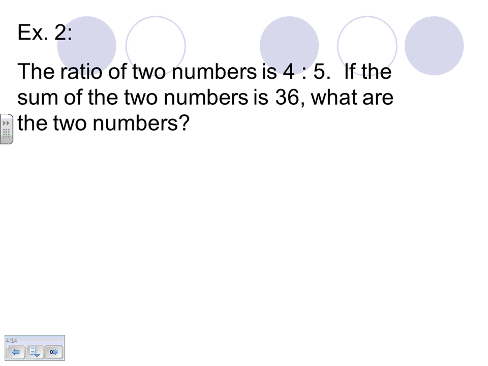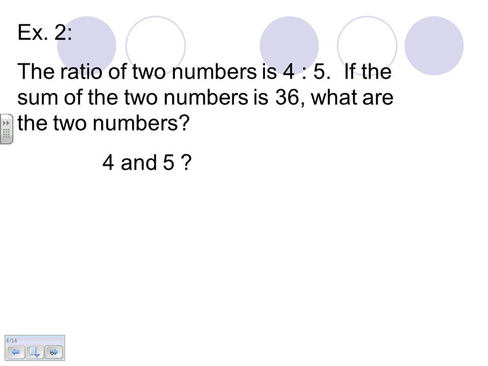The ratio is 4 over 5 simplified. Yes or no? Yeah. So we've got to figure out what two numbers simplify into 4 over 5, but add up to 36. So one thing we can do, maybe just a little guessing and checking. First pair would be 4 and 5. Do those add up to 36?